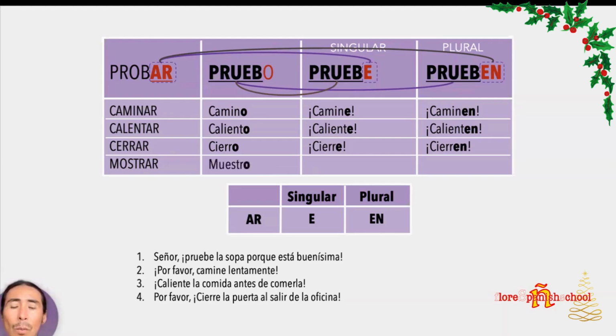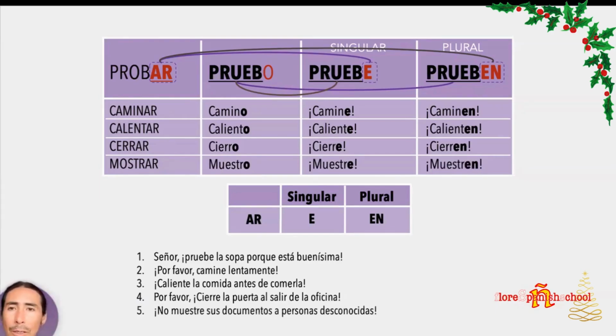Mostrar. Muestro, the imperative, the command, muestre, muestren. Let's go for example. No muestre sus documentos a personas desconocidas. Don't show your documents to people you don't know. Actually this is a good example because we are using the negative. The negative is really easy. The only thing we are going to do is just add no at the beginning. No camine, no caminen, no caliente, no calienten, and the same with the rest of the verbs. This is what happens when the verb ends with ar. So ar becomes e.